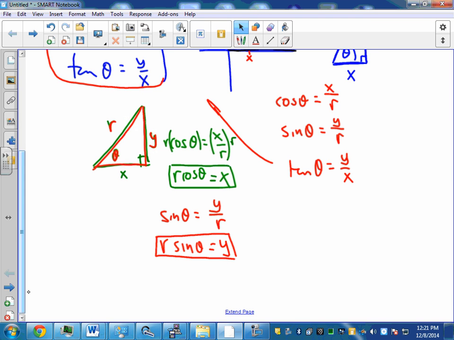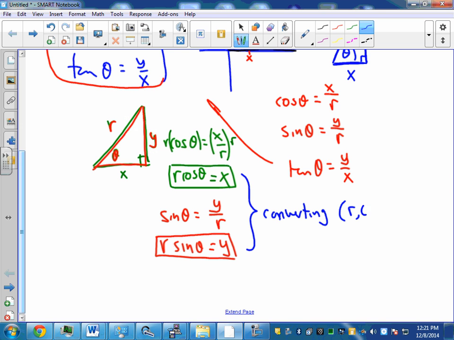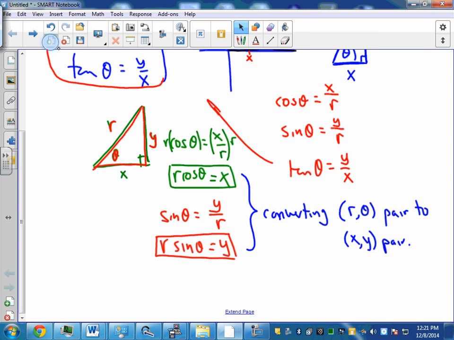Both of these equations are used when converting. Let me just note this off to the side. This is converting an r, theta pair to an x, y pair. Quick example might make that clearer. Let me pull up a new screen here.